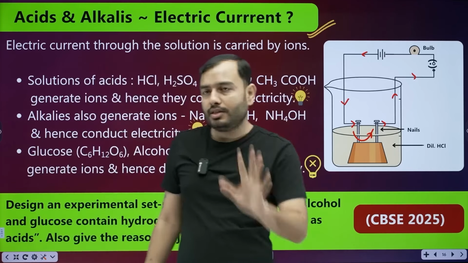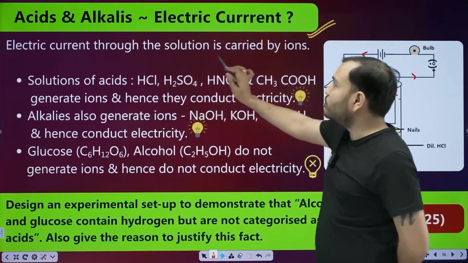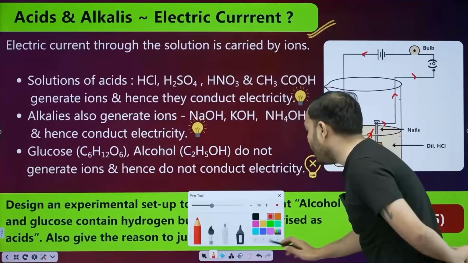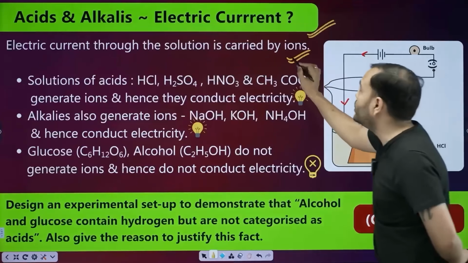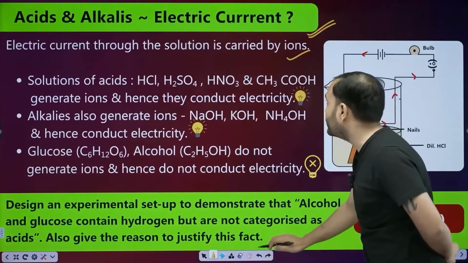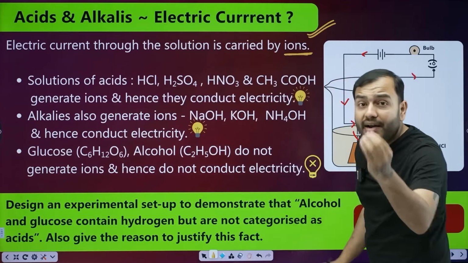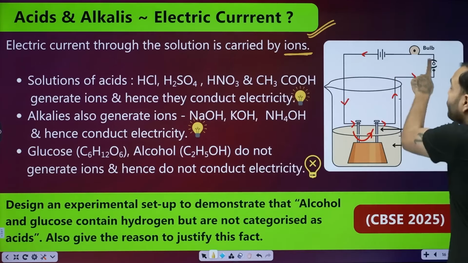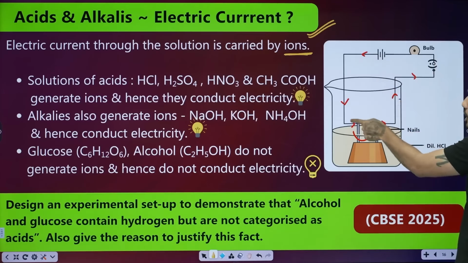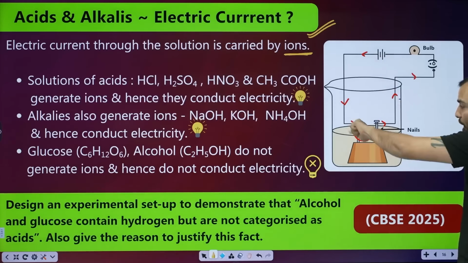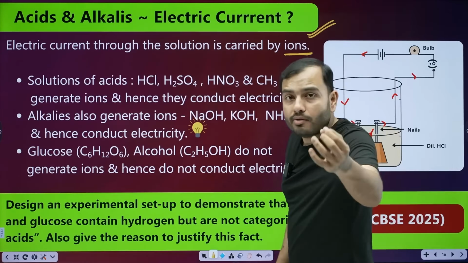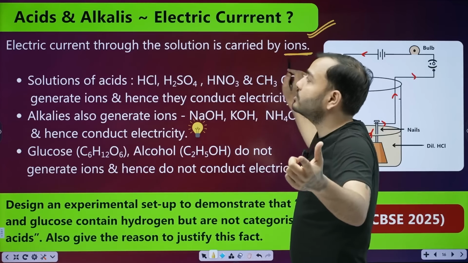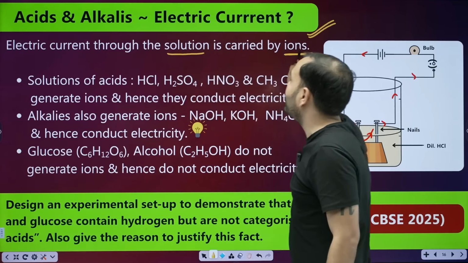Let's understand this activity. Now listen carefully. Electric current through the solution is carried by ions. If a solution has to make electric current flow, it should have ions. Very important. The bulb will only light up if the current flows through the solution without breaking. Any solution will conduct only when it has ions. Electric current through a solution is carried by ions.